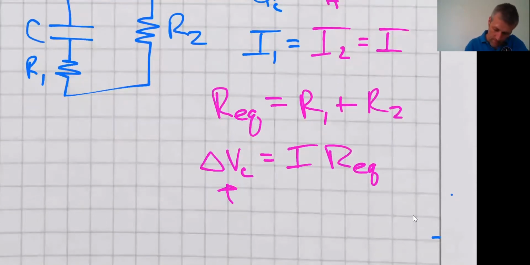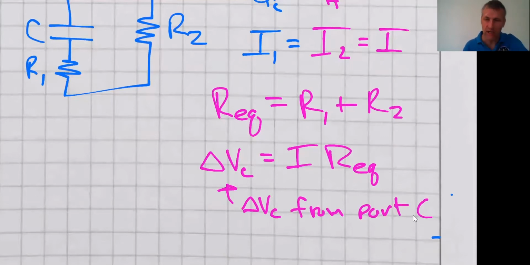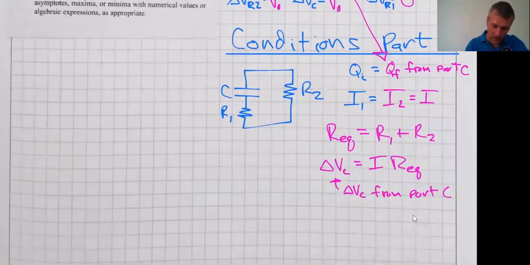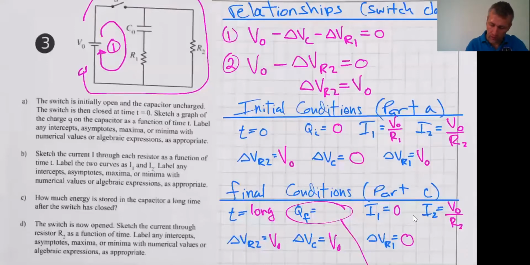And delta V for the capacitor was delta VC from part C again, right? The charge that it starts with is the same as the charge that it ended with in part C, which was the same voltage as the battery, right? Okay, so I think that gets you enough for number 3. Let's go on and look at number 4, and then we can take some questions.